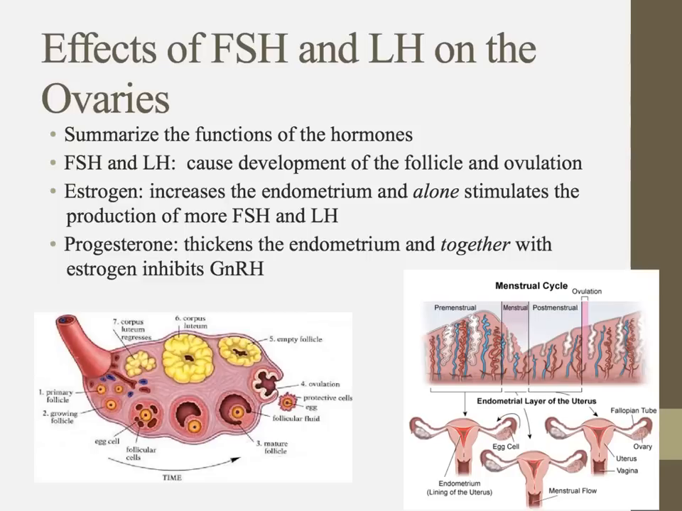Let's summarize the functions of the hormones that we talked about so far. Follicle stimulating hormone and luteinizing hormone cause the development of the follicle, and they cause ovulation when they're both spiking. Estrogen causes the endometrium to increase, and alone it can stimulate more FSH and LH, but that's if it's by itself. Progesterone has to do with the endometrium, and together with estrogen can inhibit GnRH.